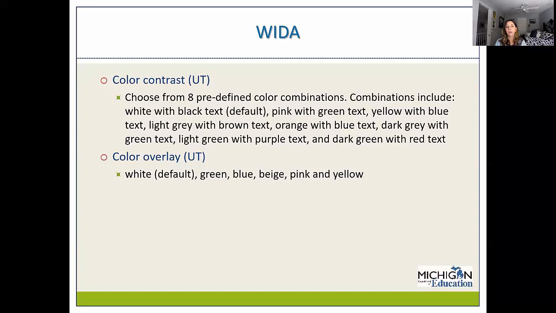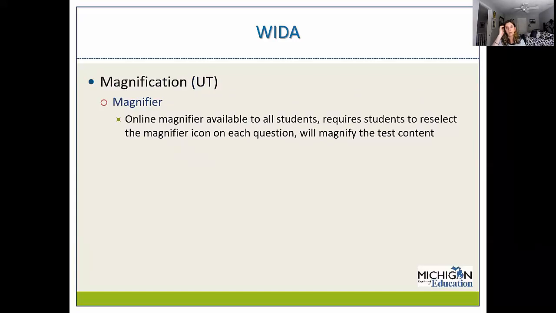Students have access also to a color overlay option as a universal tool. This just changes the background color on the screen. So white, green, blue, beige, pink, and yellow are the options from which a student can select. There is also a magnification option as a universal tool for the online WIDA assessment. This again requires students to reselect that magnifier icon on every single question, and it will magnify the test content on that particular question.